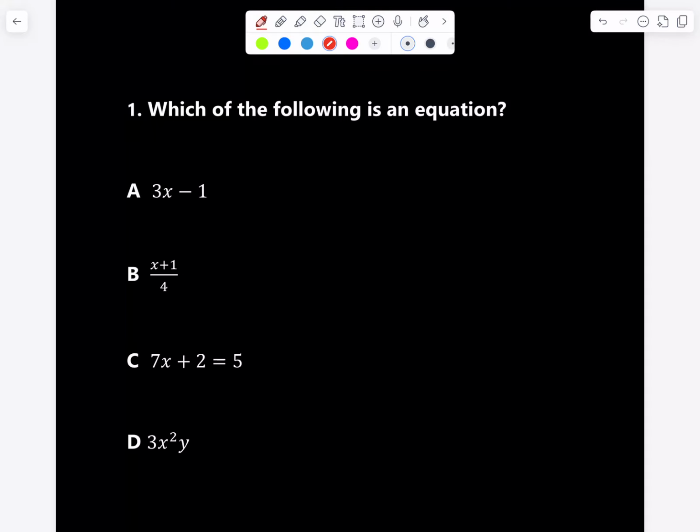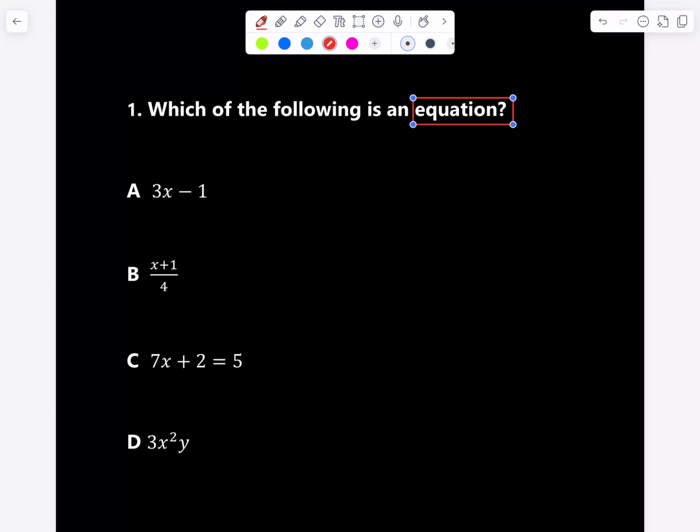In this video, I've got 10 fairly simple algebra questions, which are going to cover equations, coefficients, like terms, and indices. Let's see how many of these you could get correct. So, first one, which of these is an equation? This should be super simple, and hopefully everyone can get this correct.